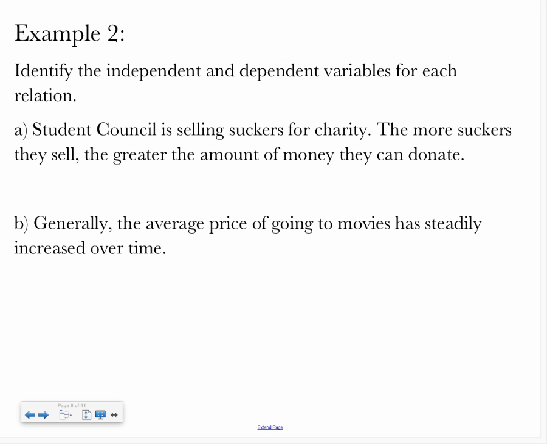We have to identify the independent and dependent variables for each relation. Remember, independent is the one where it doesn't matter what it is. Dependent is changed by whatever your independent is, okay? Student council is selling suckers for charity. Sound familiar? The more suckers they sell, the greater the amount of money they can donate. Okay, so we have two variables, right? We have the number of suckers that are being sold and the amount of money that is taken in from those suckers. So, which one would be independent?